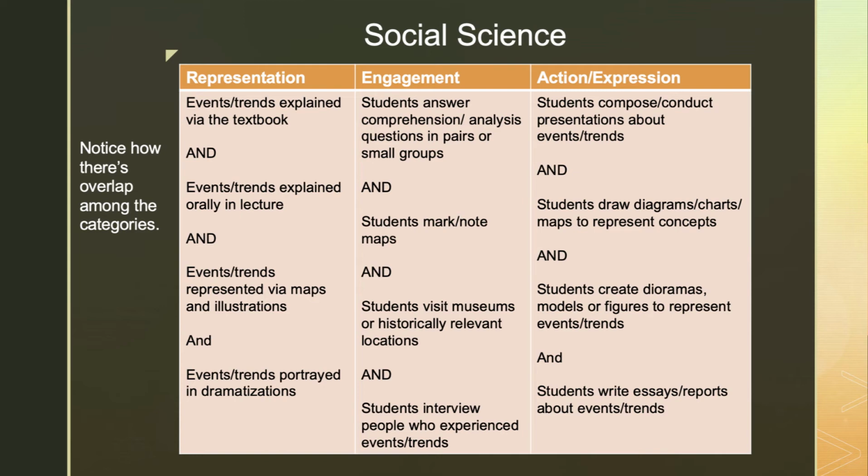Teachers can provide opportunities for student engagement by way of partner work or small group work as students answer questions. Students could also mark or make notes on maps to demonstrate their knowledge. Visiting museums, either physically or virtually, is another way to enable students to engage with events or trends in history. For a modern history class, students might engage with actual people by interviewing those who experienced significant events. Teachers might also have students listen to recorded interviews.